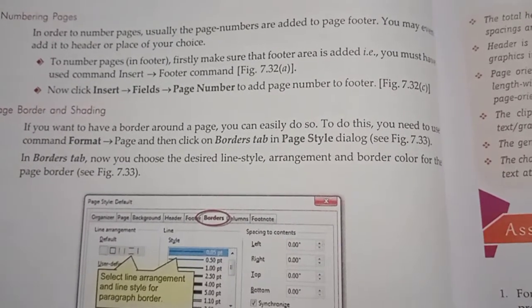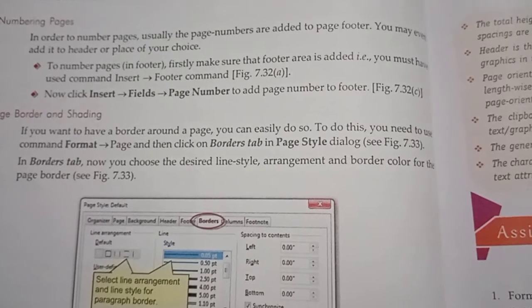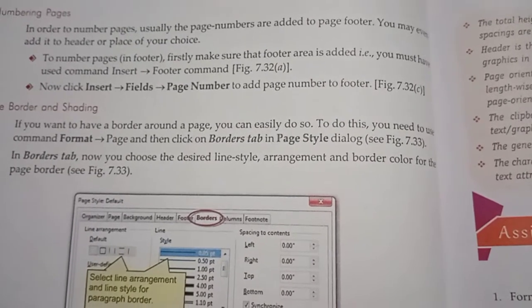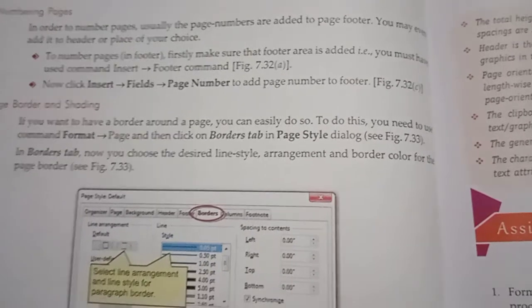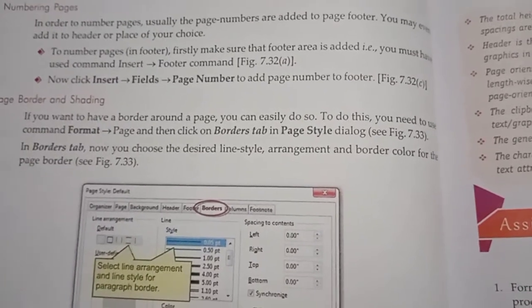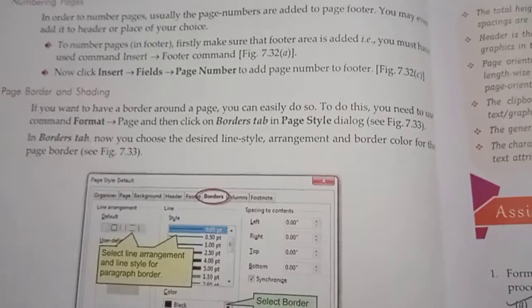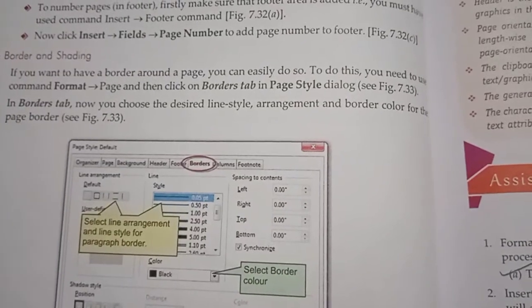To number a page in the footer, first make sure that the footer area is added. How to add the footer area we already studied in the previous section: Insert Footer, then click Insert Field, then Page Number. Look at that here.